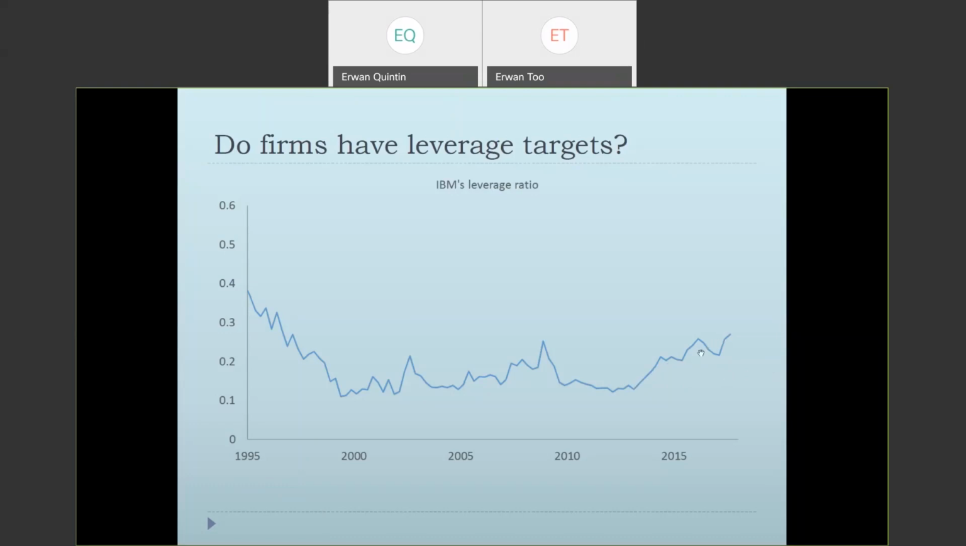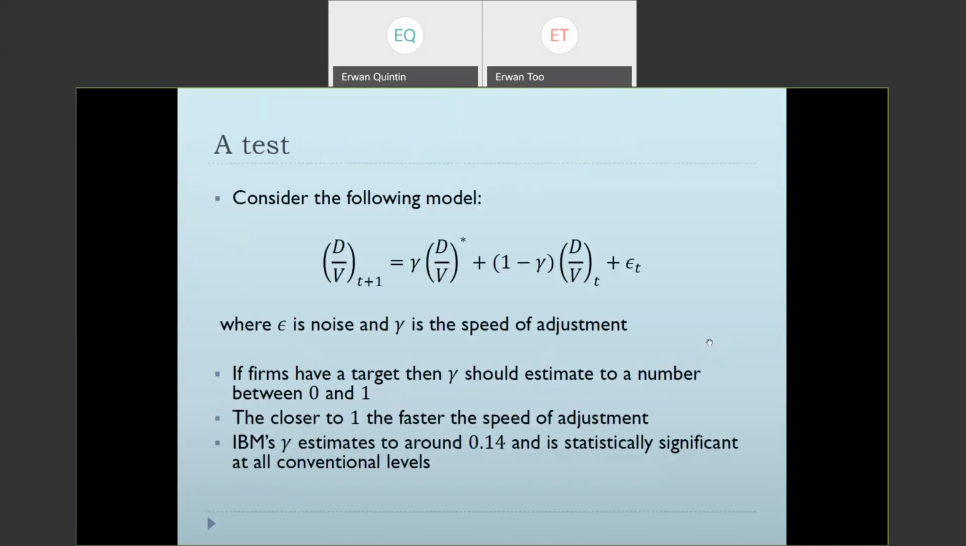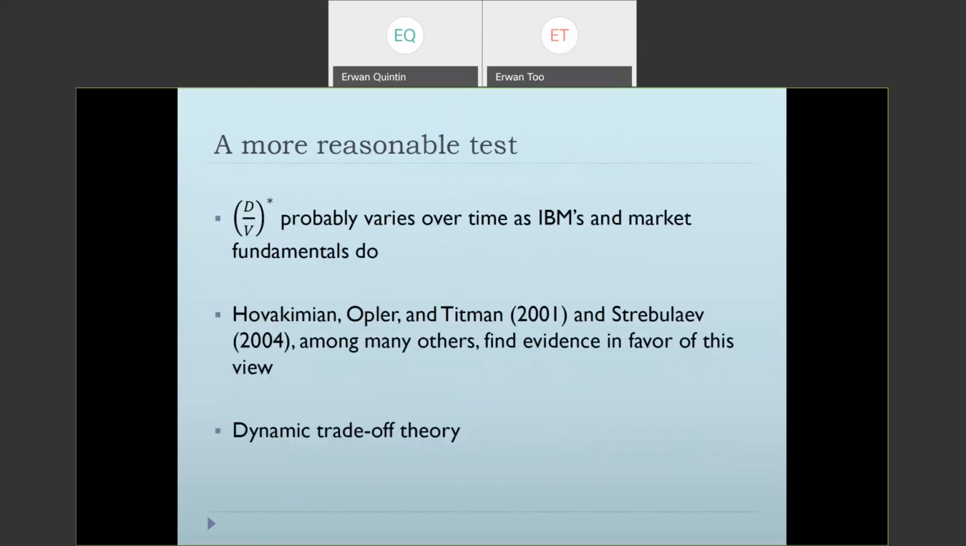Well, this is evidence in favor of a dynamic trade-off theory. In other words, a notion that IBM is not just targeting a constant long-term target like this, but its leverage ratio is also affected to some extent by current market conditions. And again, if you want to know more about those things, I encourage you to read those papers.